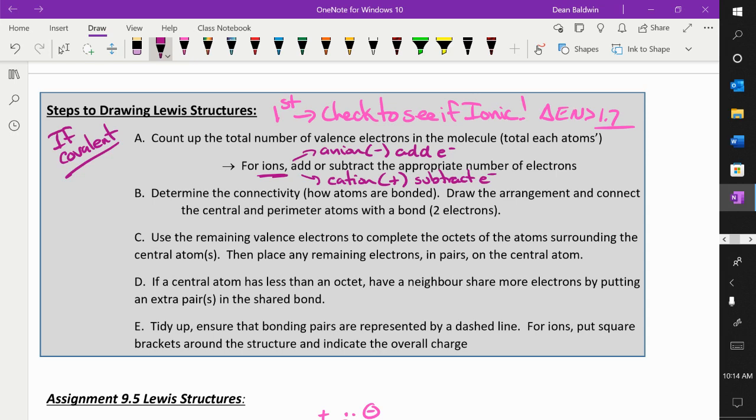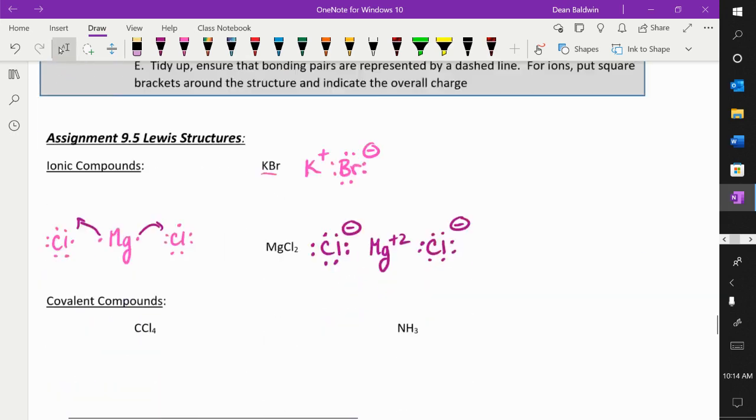Determine how they're connected. So that's the atom in the center and then the atoms spraying out from it. Draw the arrangement and connect the central and perimeter atoms with a bond. Use the remaining valence electrons to complete the octets. Okay, we're just going to go through this and practice it. We'll do 2 examples and then we'll pick it up tomorrow.